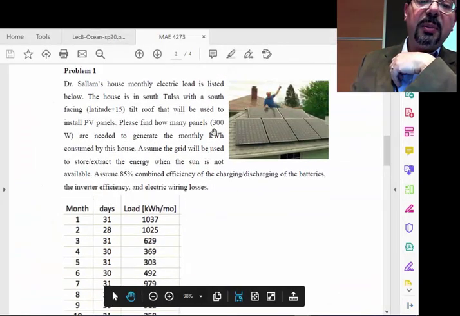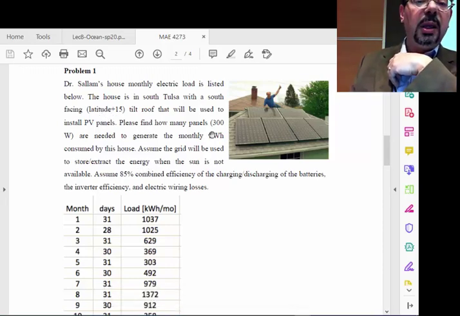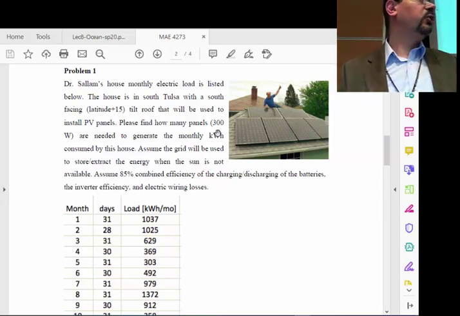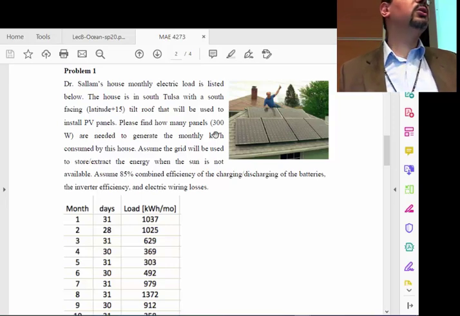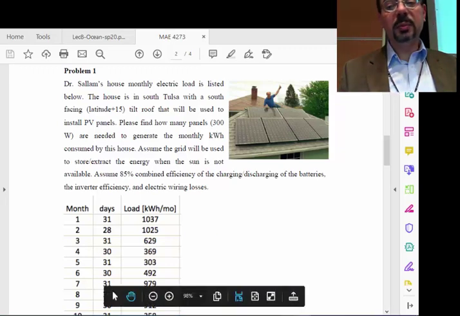how many 300 watt panels are needed to generate that load for every month, and those panels are sitting on a roof. That roof is latitude plus 15. Okay, so the question is, will a 300 watt panel generate every day 300 watt multiplied by 24 hours per day, and that's the kilowatt hour? No, it will not. First, there is no sun for half of the day. Second, it will not run at 300 watt all day long because you are not getting the one sun on it. You are not getting 1000 watt per meter square.